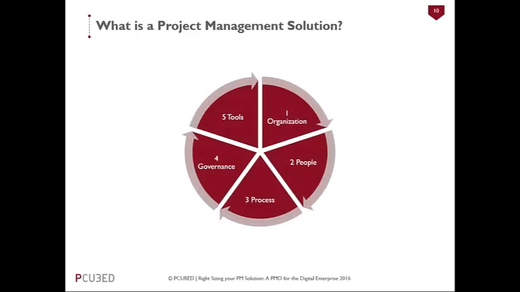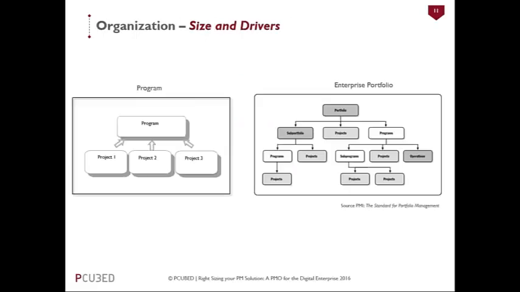There are actually 5 different components that we analyze or assess when we're working with organizations to try to find that right-sized solution. The 5 components are here on the screen: 1 is organization, 2, people, process, governance, and then tools. So what we're going to do now is take each one of these and do a little deep dive into each component and look at how you might right-size that component based upon the levers that are involved.